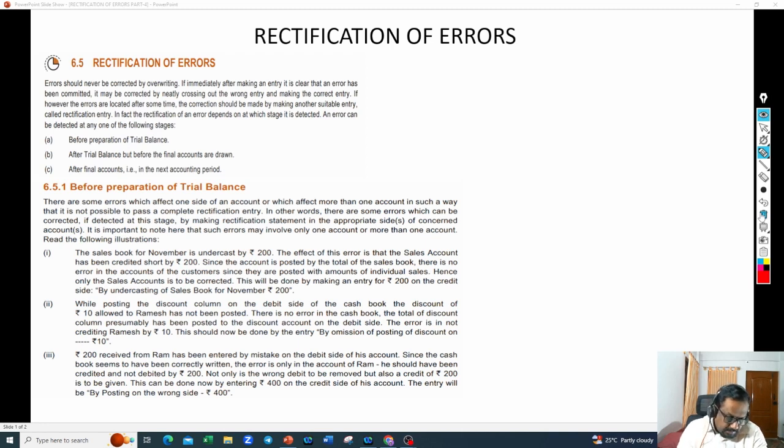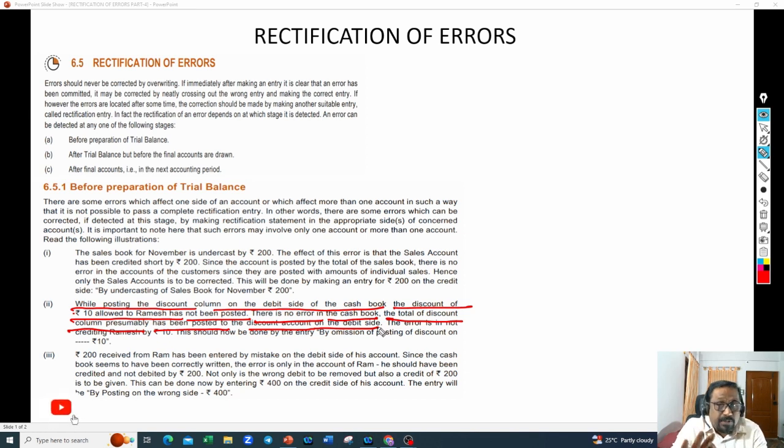Once again, I'm reading this. While posting the discount column on the debit side of the cash book, the discount of 10 rupees allowed to Ramesh has not been posted. We allowed 10 rupees discount to Ramesh. We did not post it. Where? In Ramesh account. There is no error in the cash book. The total of the discount column presumably has been posted to the discount account on the debit side. Discount account also has been posted correctly. There is no mistake. So where did the mistake happen? The mistake happened in Ramesh account.